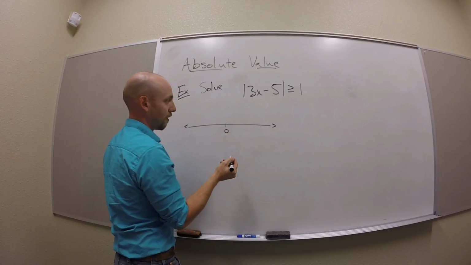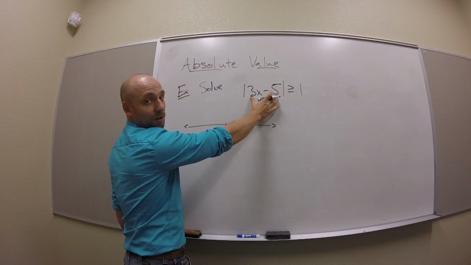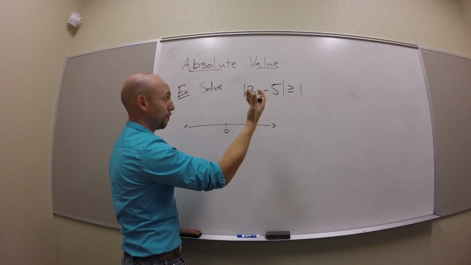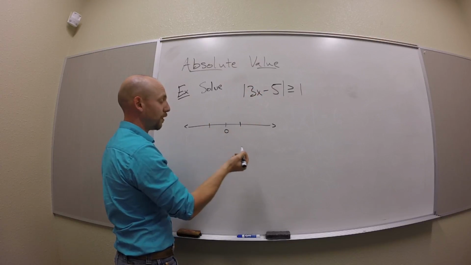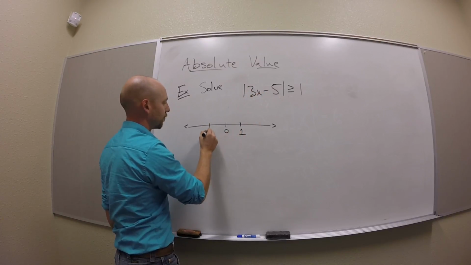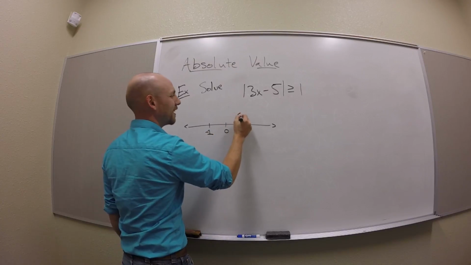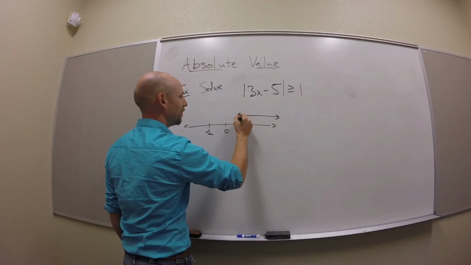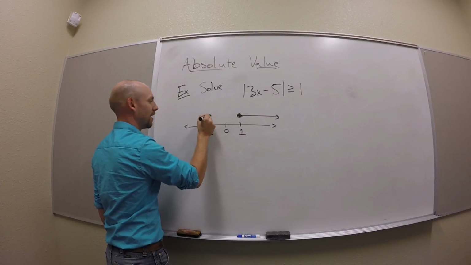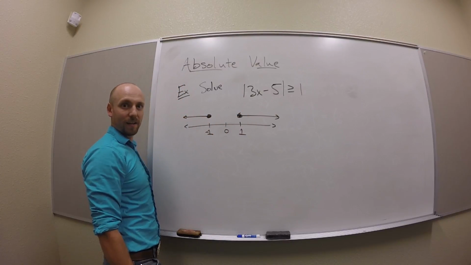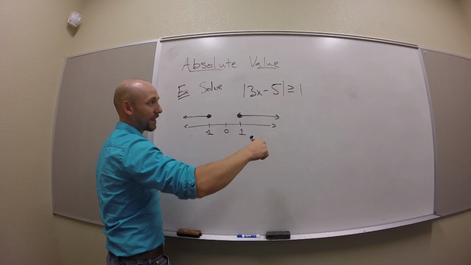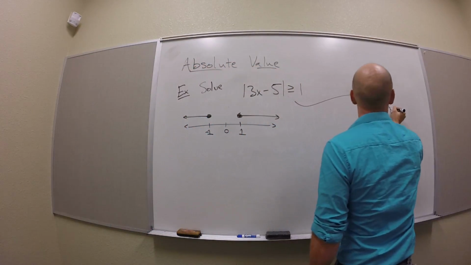So here's 0. And remember, I'm not talking about x, I'm talking about 3x minus 5, which is kind of a pain. But it's further from 0 than 1 is. So here's 1, there's negative 1, right? And so I'm talking about stuff that's out here, filled in dot, or stuff that's out here, filled in dot. So that means that I can break this into two pieces, right?